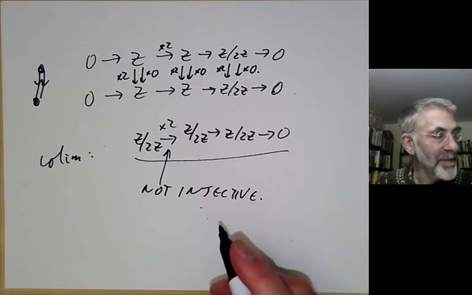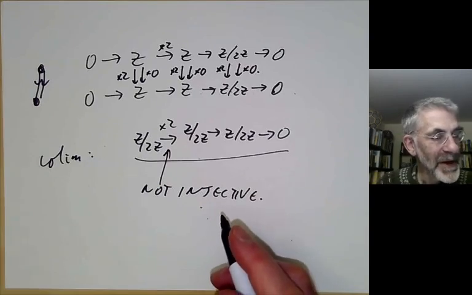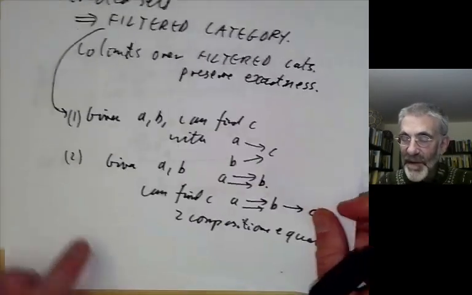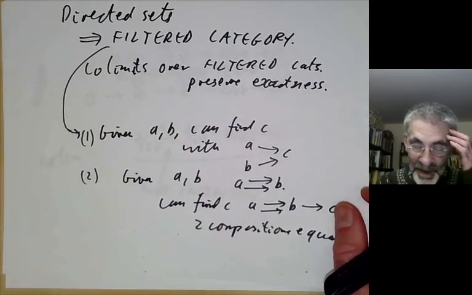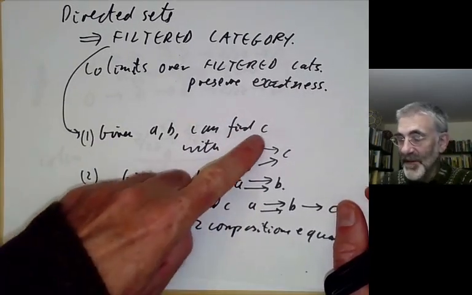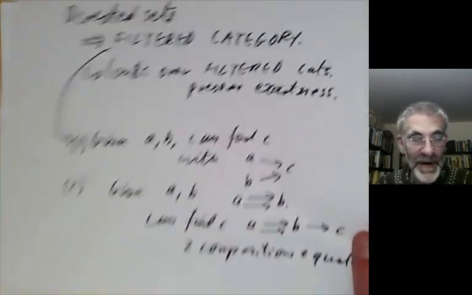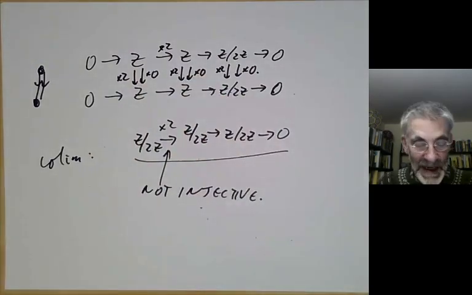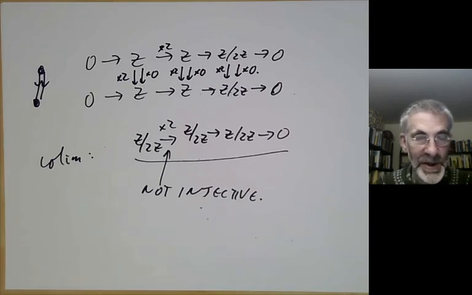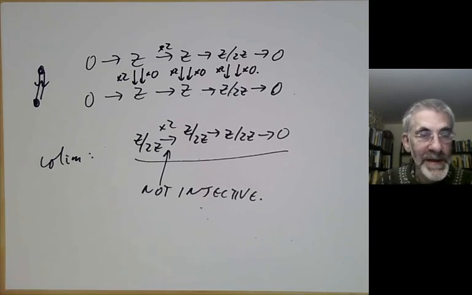So we see that we do actually need both of these conditions for a filtered category in order to preserve exactness, because if we drop either of these conditions, we've found counterexamples where the colimit of exact sequences need not be exact. Okay, that's enough about colimits. Next lecture will be about whether limits preserve exact sequences.